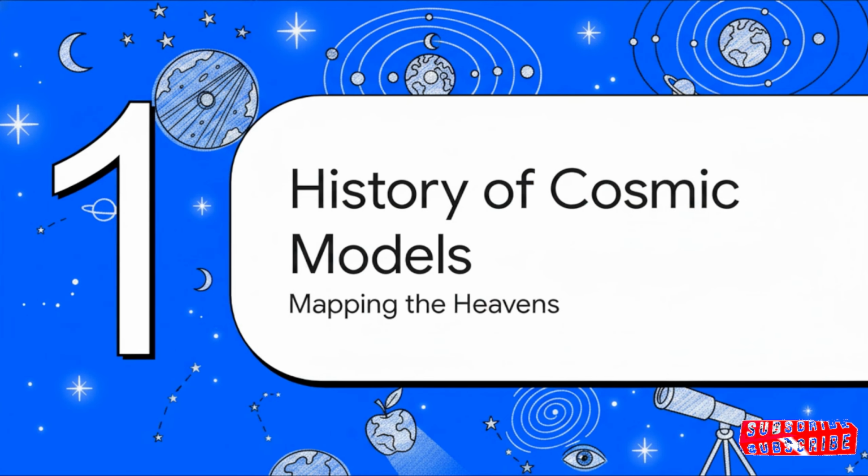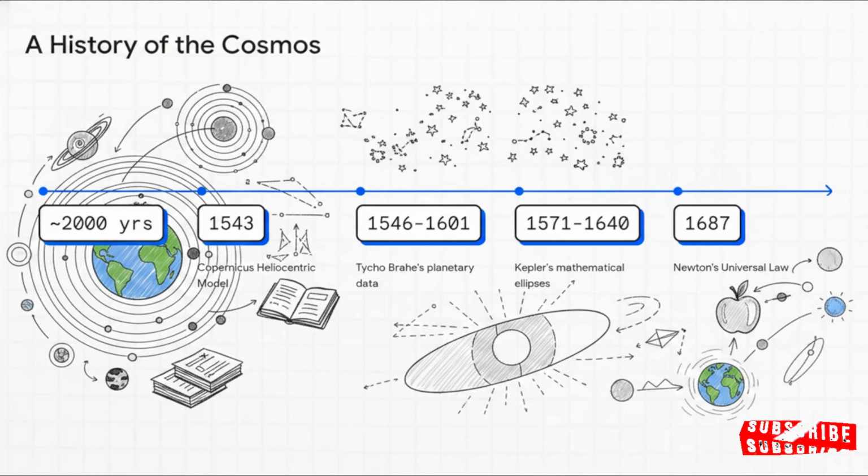Starting off with Section 1, the history of cosmic models, where we map out the heavens. You know, long before we had fancy equations, we literally just had our eyes. Let's look at how human observation chronologically shaped our understanding of the cosmos over thousands of years. Take a look at this timeline.